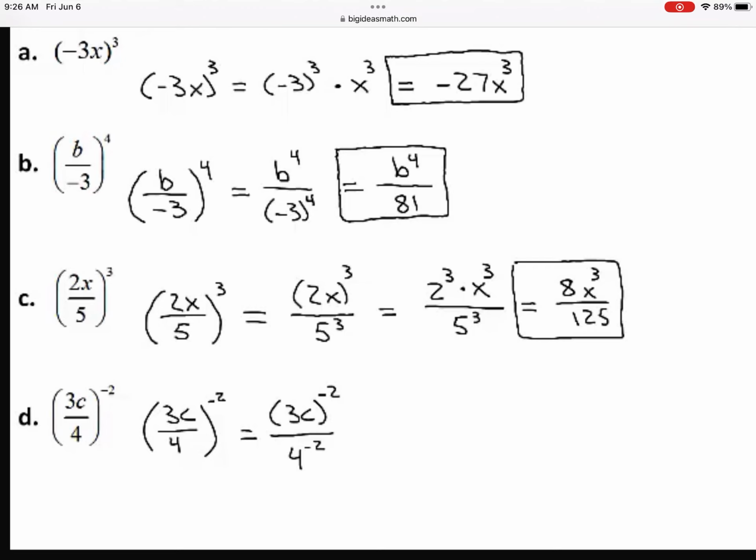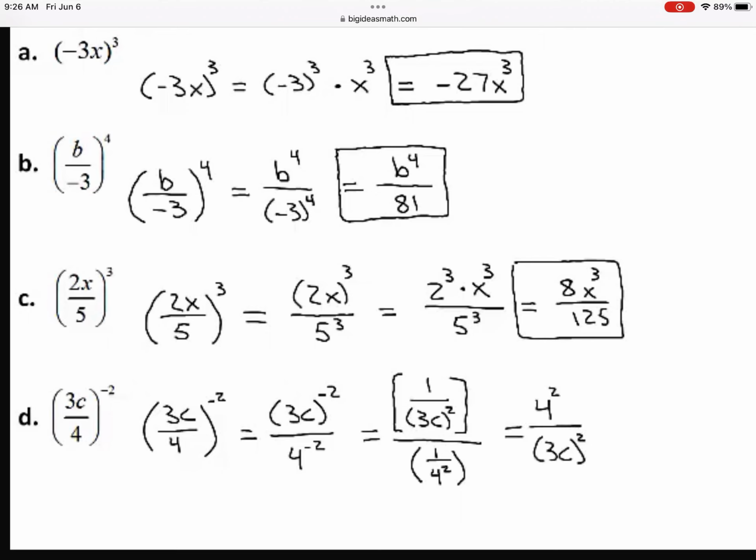By the definition of a negative exponent, the quantity 3c to the negative second power is the reciprocal of 3c to the second power, and 4 to the negative second power is the reciprocal of 4 to the second power. So the expression simplifies to the quantity 1 divided by the quantity 3c to the second power divided by the quantity 1 divided by 4 to the second power, which simplifies to 4 to the second power divided by the quantity 3c to the second power.